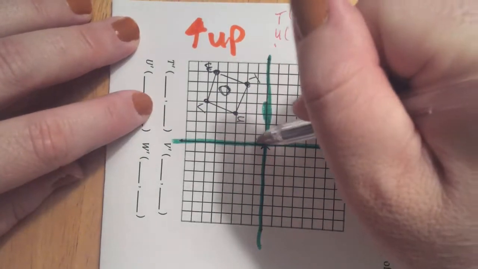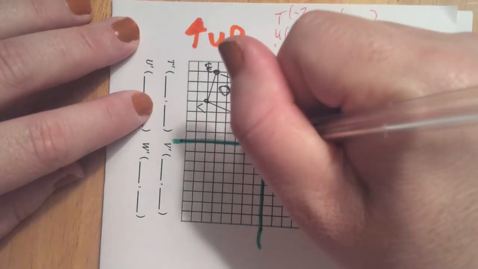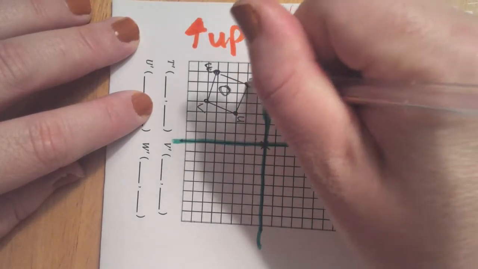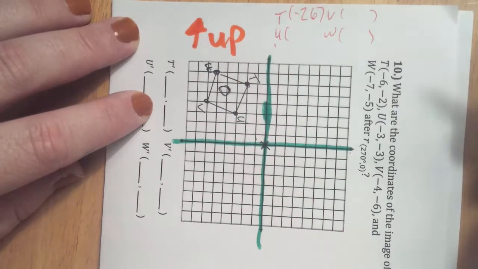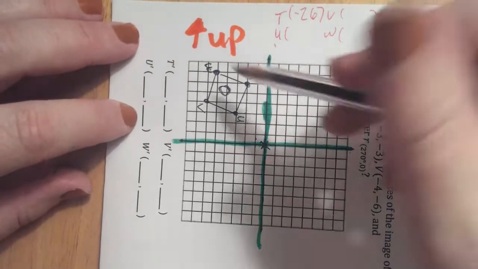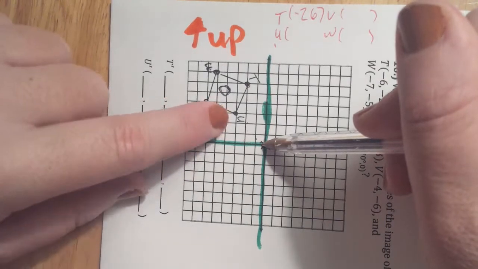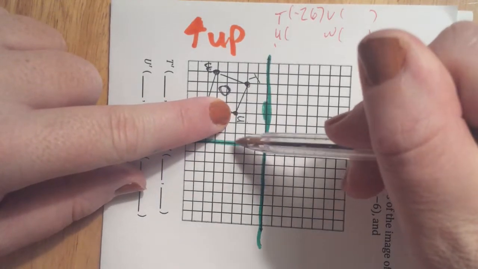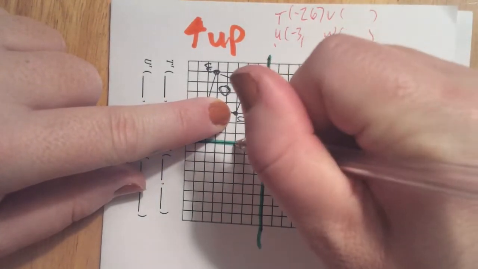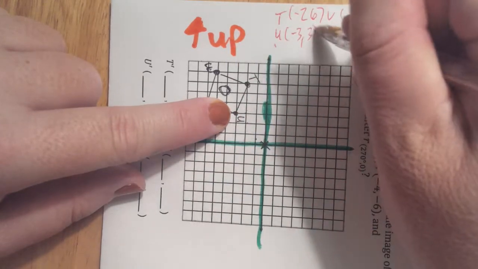All right, so T is -2. And then positive 1, 2, 3, 4, 5, 6. All right. And then U. U is negative. So here's U. -1, 2, 3. Positive 1, 2, 3.